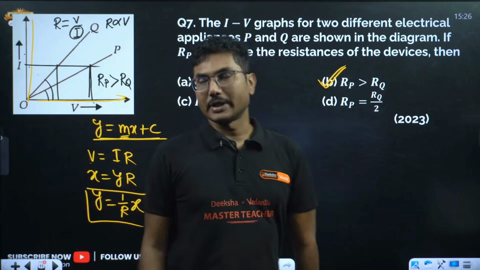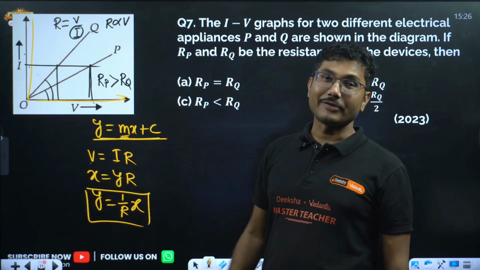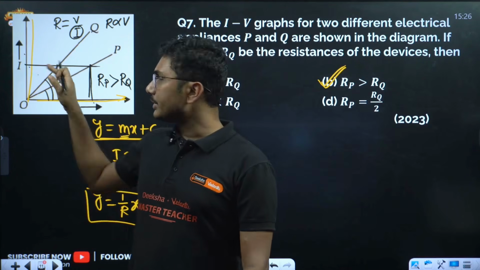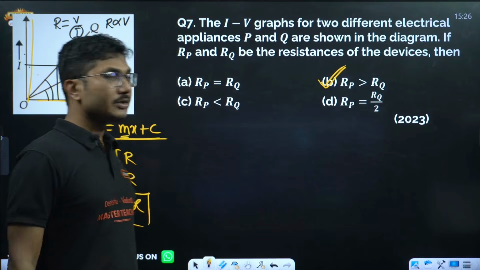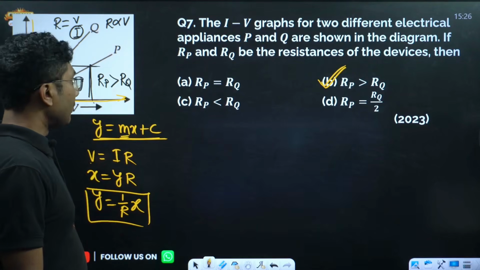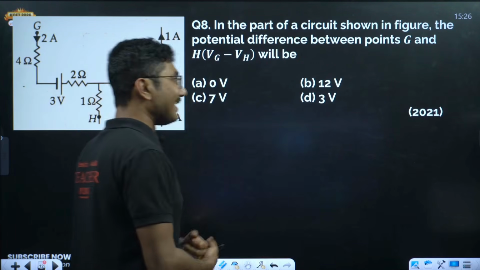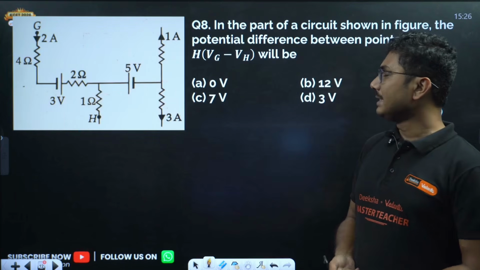If angle values are given, you can calculate the resistance value exactly from the slope, but because they are not given, you cannot say whether Rp equals Rq by 2 or not. But this one, obviously, we can say Rp is greater than Rq. Now let's see this question.